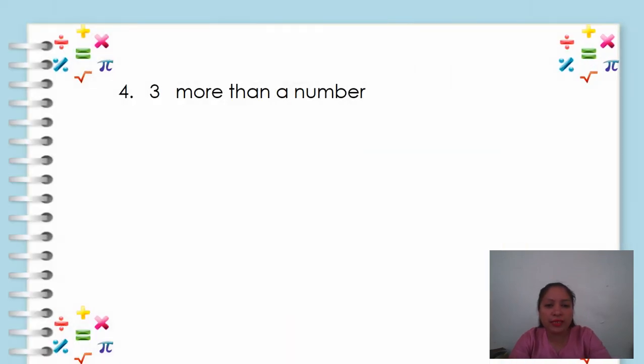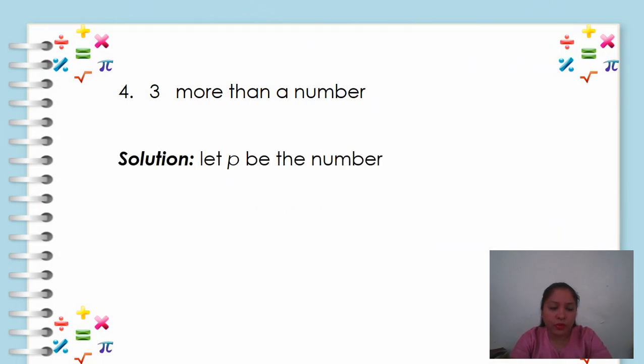3 more than a number. Solution. Let P be the number. So, dun sa ating verbal phrase, 3 more than a number. So, yung keyword natin na more than, ang operational symbol na gagamitin natin dito ay the plus sign. So, pag ita-translate natin siya into mathematical phrase, 3 plus P.